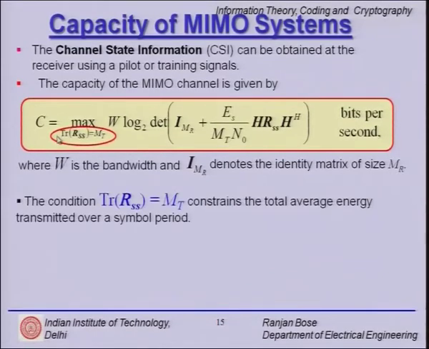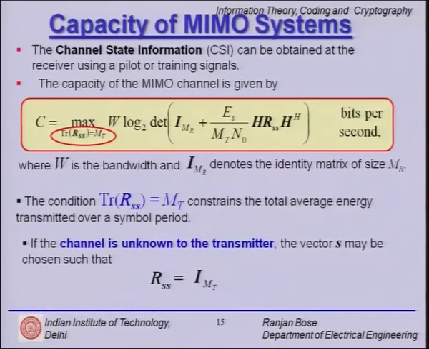Please note this constraint, the condition trace RSS equal to MT constrains the total average energy transmitted over a symbol period. So, this maximization is under the constraint that we do not have infinite power at the transmitter side. So, we restrict that.